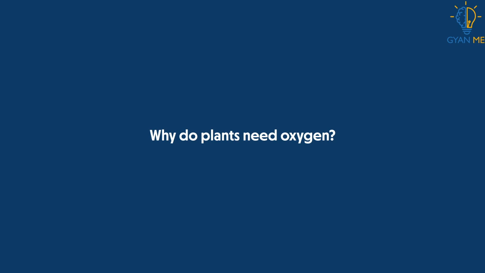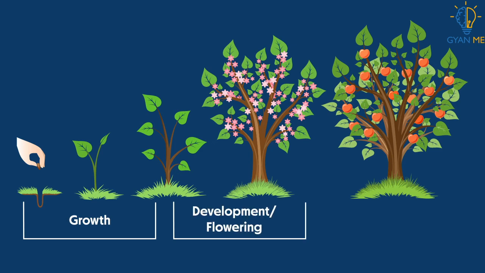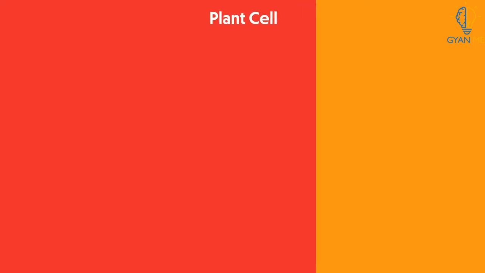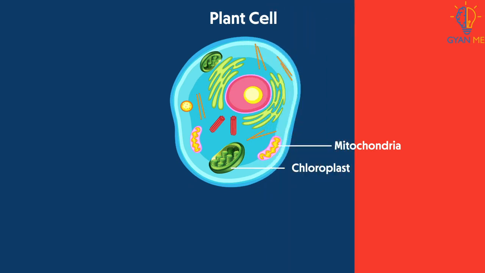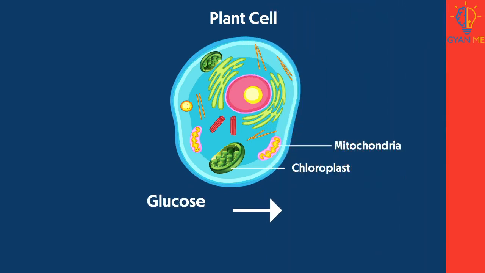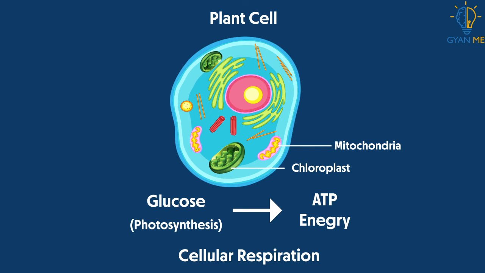Now the question arises, why do plants need oxygen? The answer is very simple, students. Like animals, plants also need energy to perform various physiological activities like growth, development, flowering, fruiting, etc. And to produce this required energy, they need oxygen. Just like animals using oxygen, plants also break glucose molecules produced during photosynthesis and release energy in this process. And which process is this? Correct. It is the process of cellular respiration.